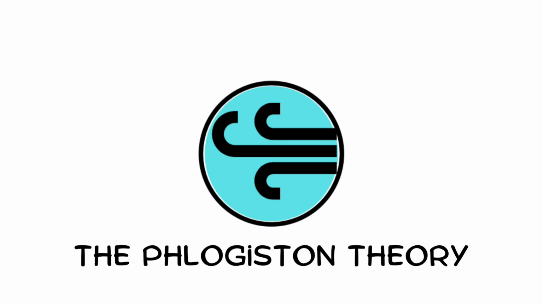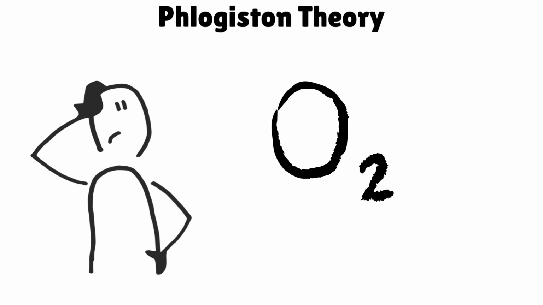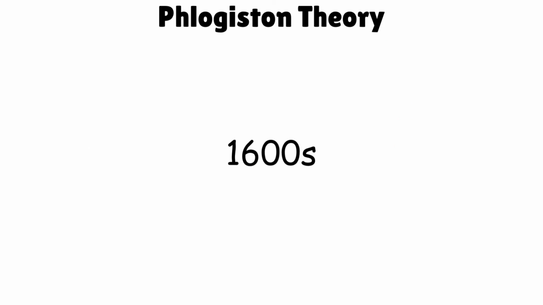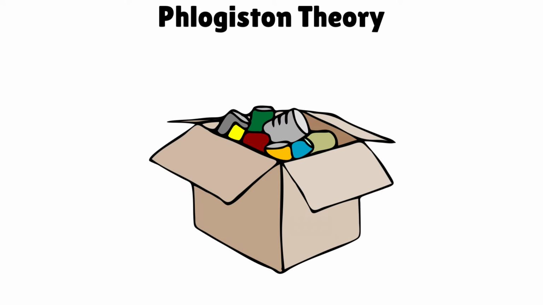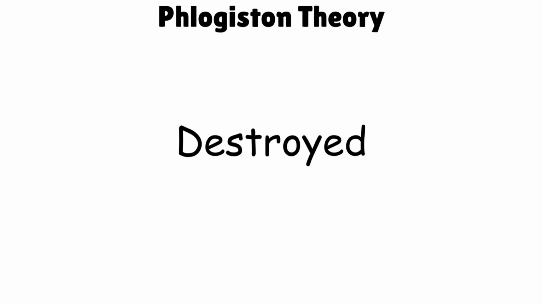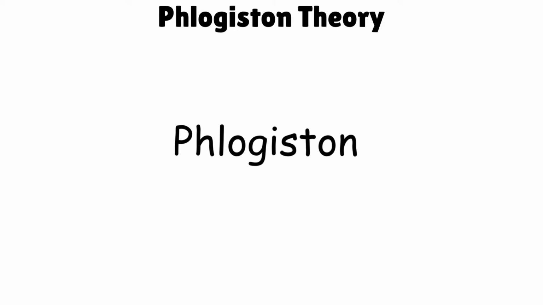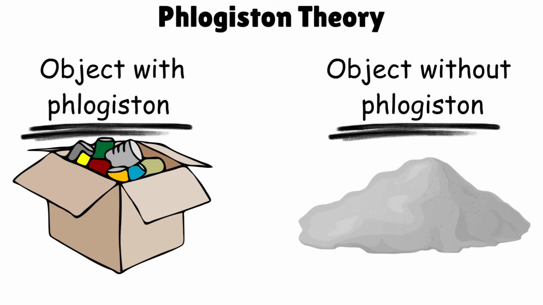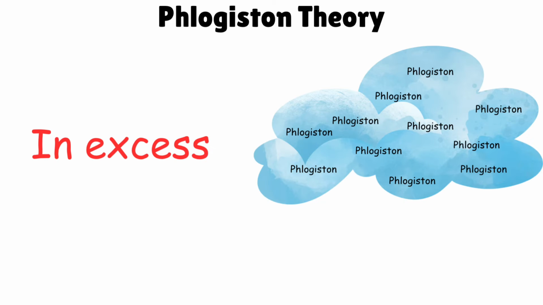The phlogiston theory. Before we understood oxygen, people had a different idea of how things burned. The phlogiston theory from the 1600s said that flammable objects contained a substance called phlogiston. When something burned, it wasn't destroyed, it just released its phlogiston into the air. This explained why burning left ash. The object had lost all its phlogiston. Fire stopped when the air became too full of it.